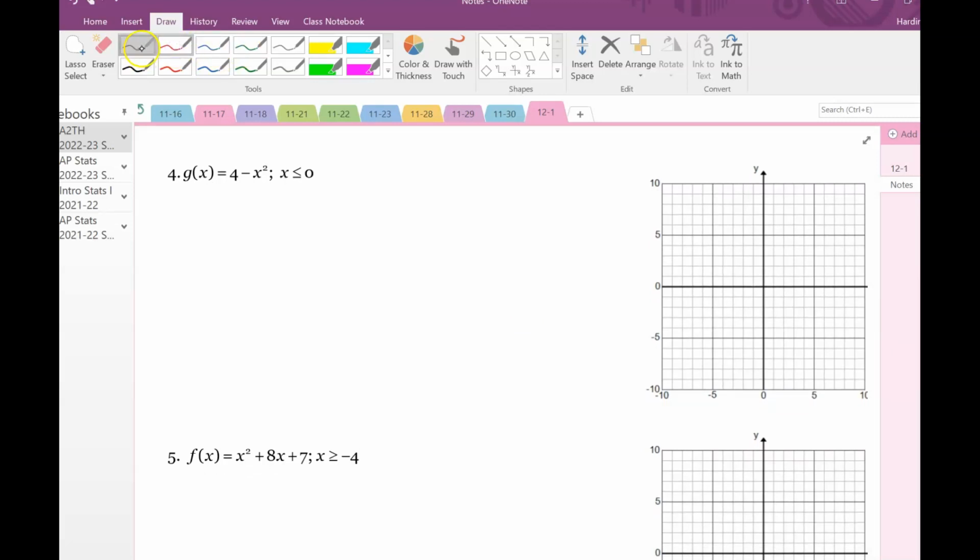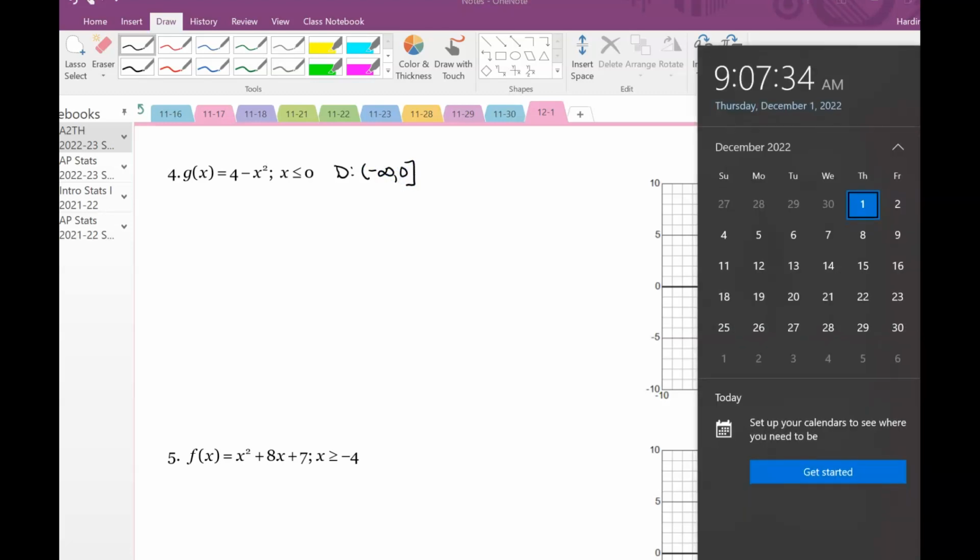4, this is a parabola that has been reflected over the x-axis, so it's opening down, and then it's been shifted up 4. So the vertex is 1, 2, 3, 4 right here. This time my domain is that x is less than or equal to 0, so it's from negative infinity to 0. That means I'm only doing the left side of this parabola.